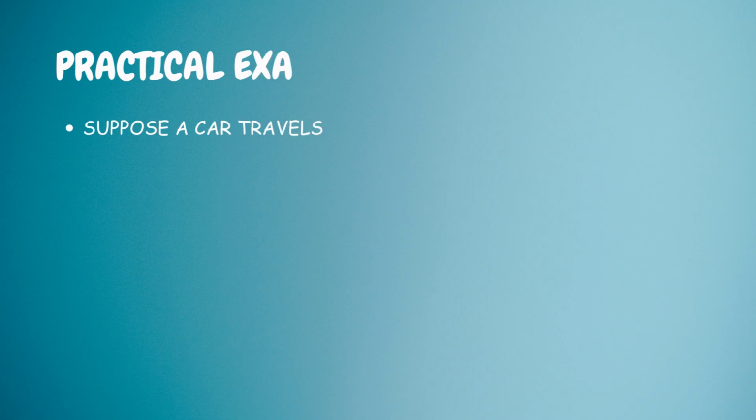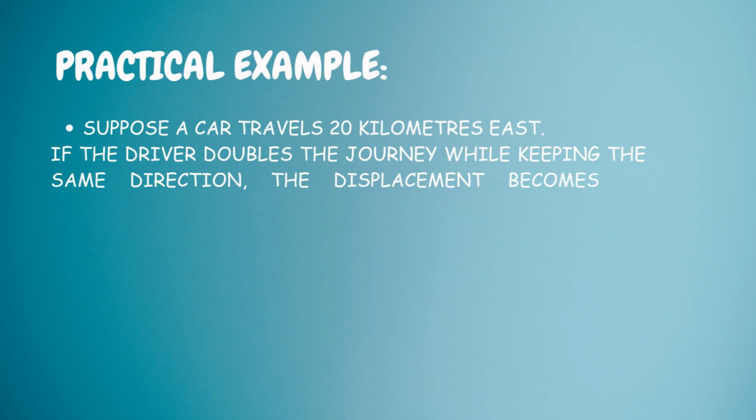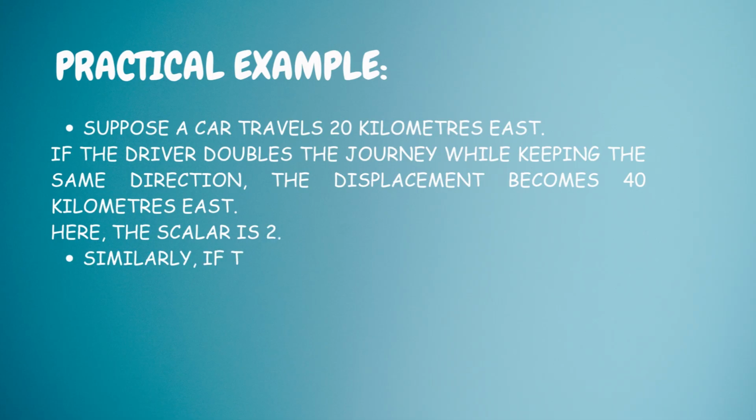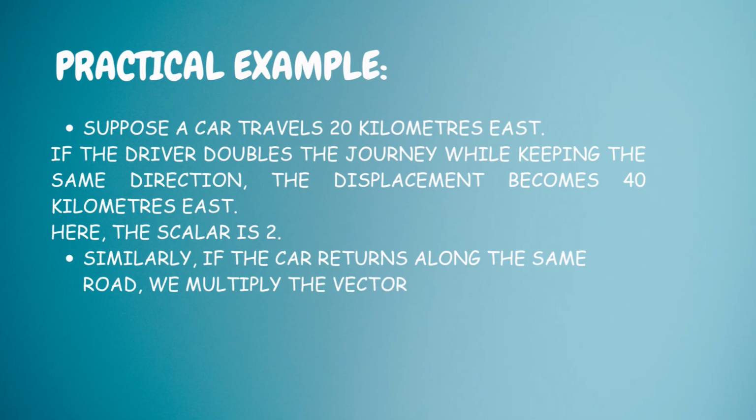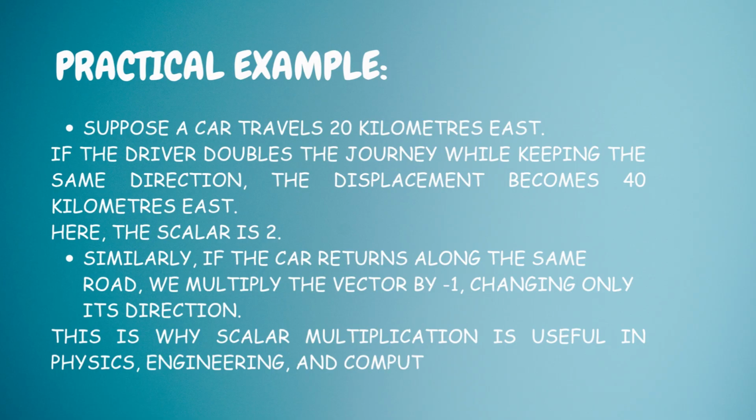Practical example. Suppose a car travels 20 kilometers east. If the driver doubles the journey while keeping the same direction, the displacement becomes 40 kilometers east. Here, the scalar is 2. Similarly, if the car returns along the same road, we multiply the vector by -1, changing only its direction. This is why scalar multiplication is useful in physics, engineering, and computer graphics.